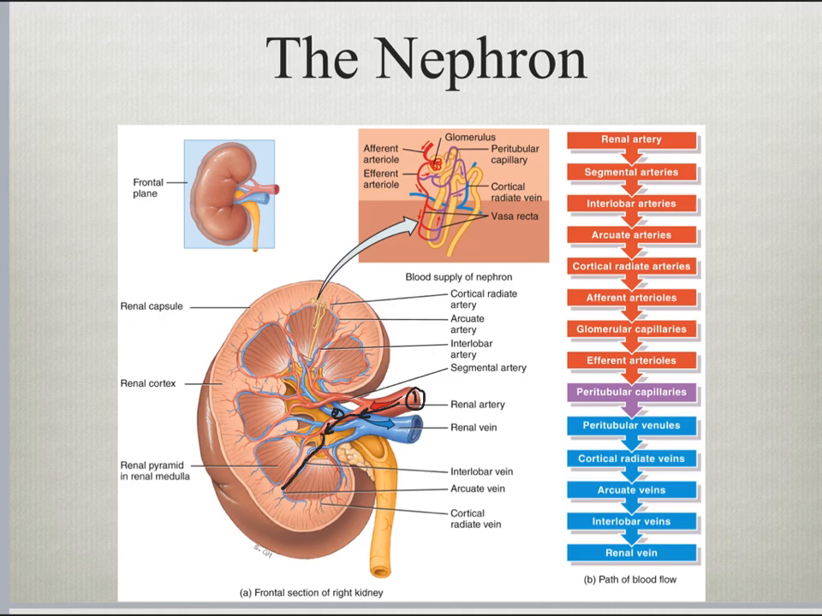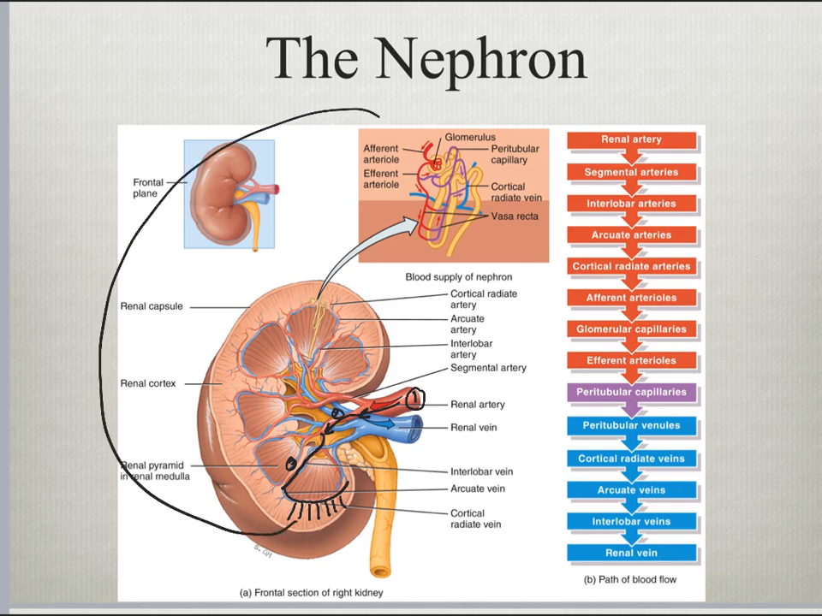From there, we're going to go in between, we'll mark it 3, in between our renal pyramids and our renal column, and we're going to call this our interlobar artery. From there, we're going to go to the base of the pyramid. This artery is going to be called arcuate. And then we're going to radiate into the cortex, calling it our cortical radiate.